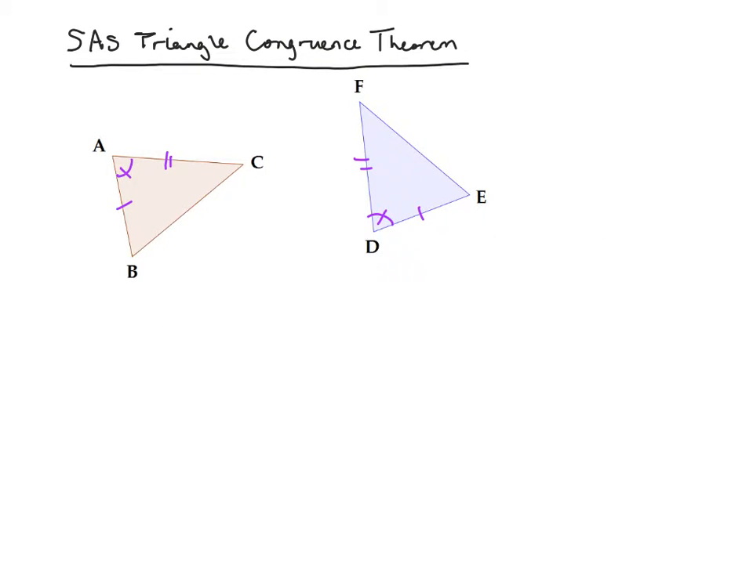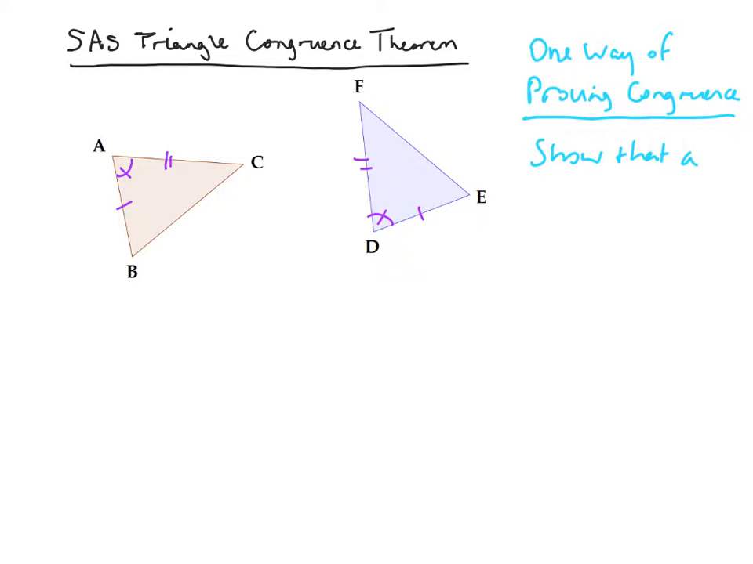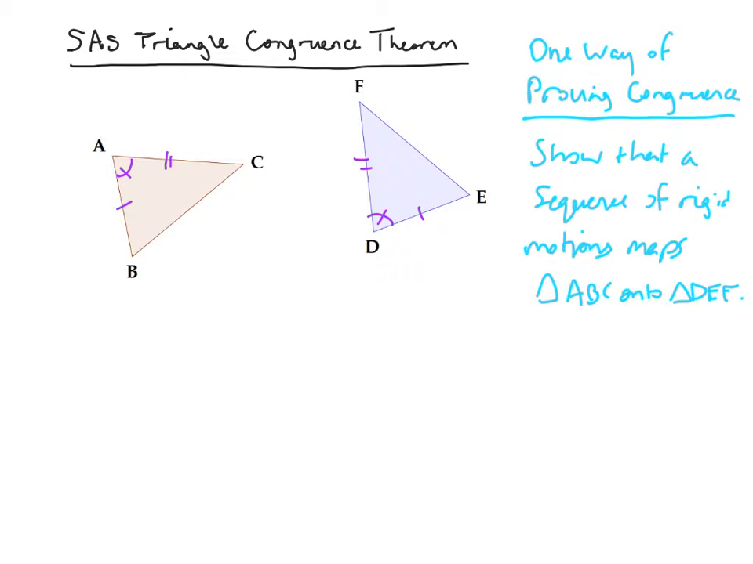So when we're starting out with this subject, the one way of proving congruence is to use the definition of congruence. Show that a sequence of rigid motions maps triangle ABC onto triangle DEF in that correspondence.